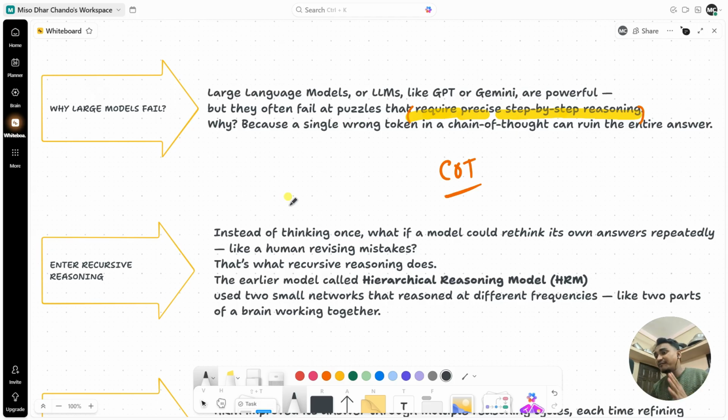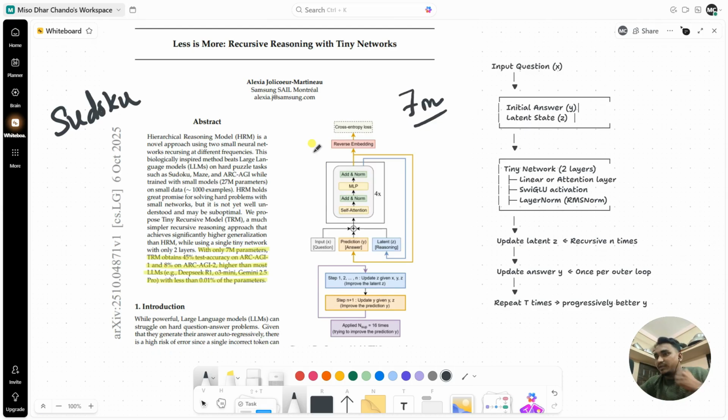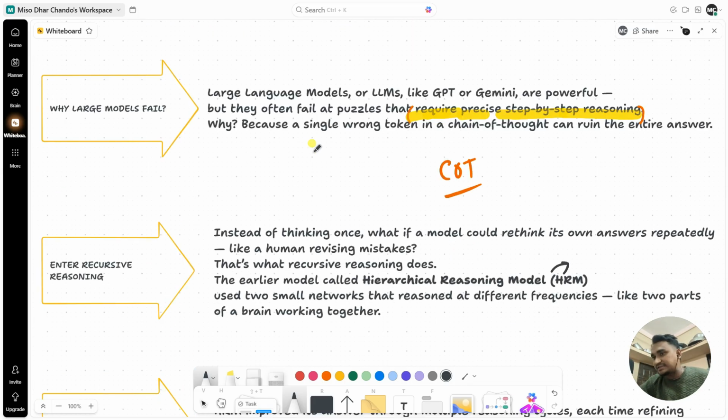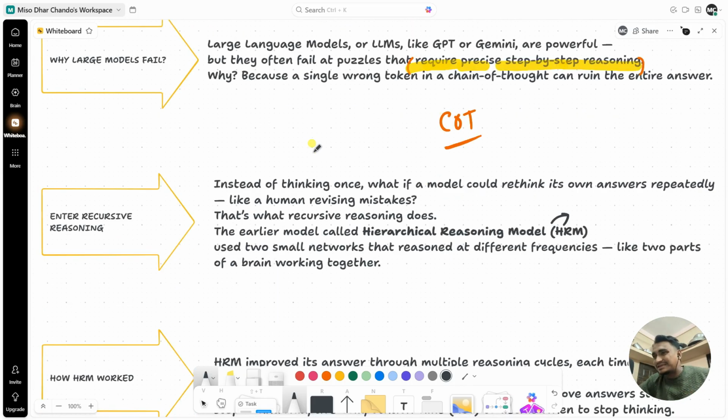So that's what recursive reasoning does. The earlier model is called the hierarchical reasoning model, also called the HRM. This is nothing but an earlier model before the TRMs. It basically used two small networks that resonate at different frequencies, like two parts of a brain working together. In this video, we break through this paper and explain what they've actually written down, and why we need it.